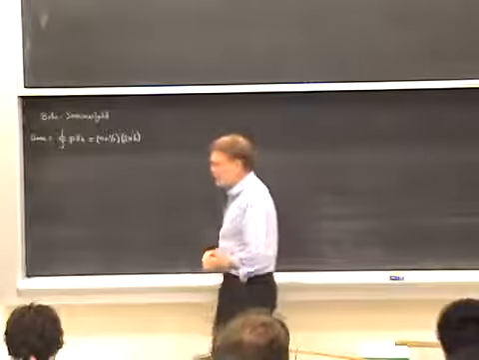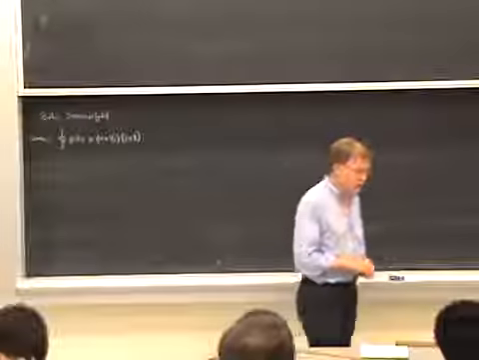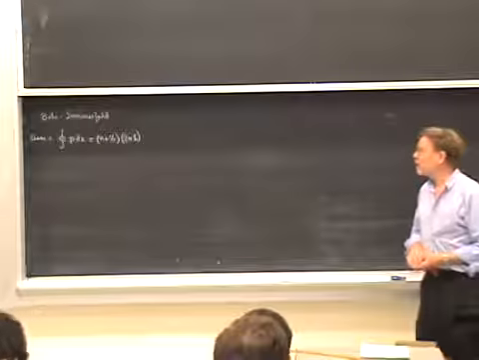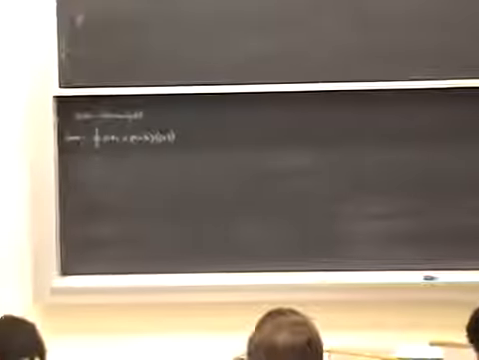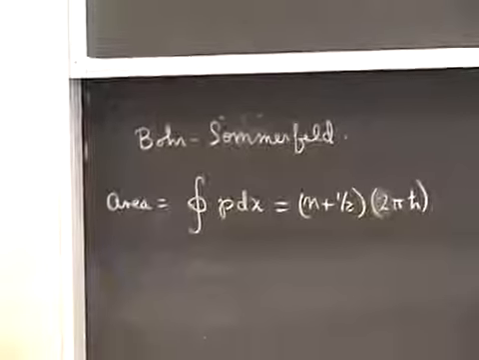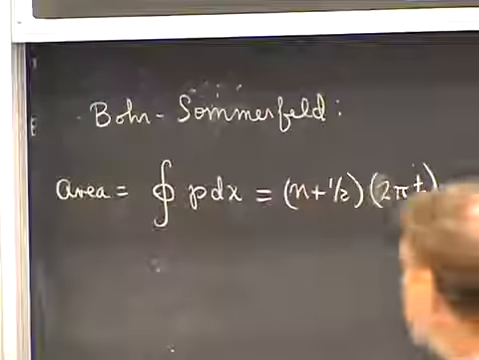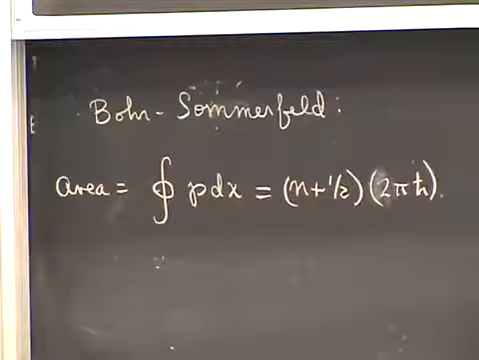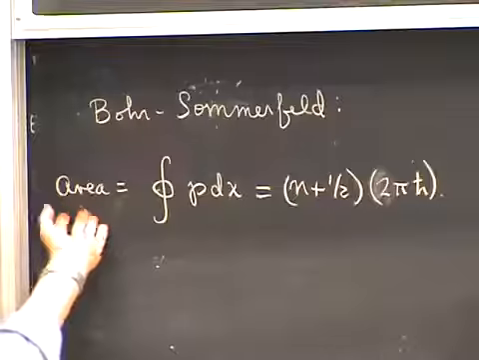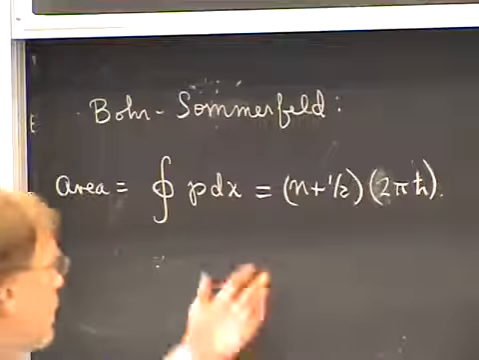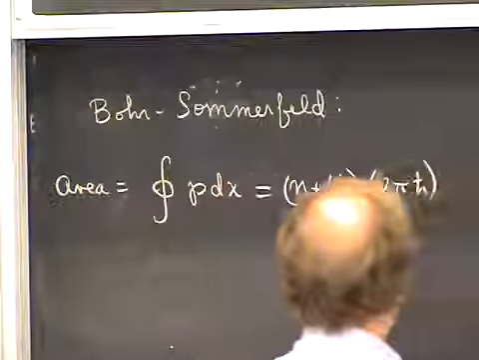Bohr-Sommerfeld rules for the quantization, semi-classical quantization of one-dimensional systems. The rule itself is very simple, although we went through some pain to get it, involving area functions and asymptotic forms and so on. But the basic rule is really simple, and it has a simple interpretation also. It says that the area of the orbit in phase space, which is the loop integral of p dx, is an integer plus a half times 2 pi h bar.